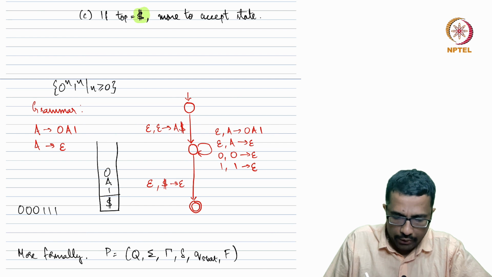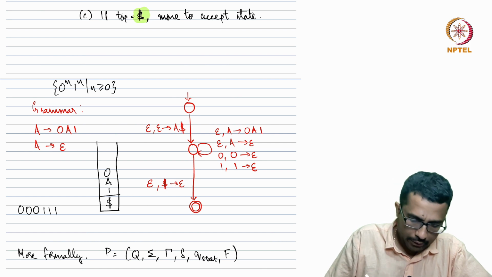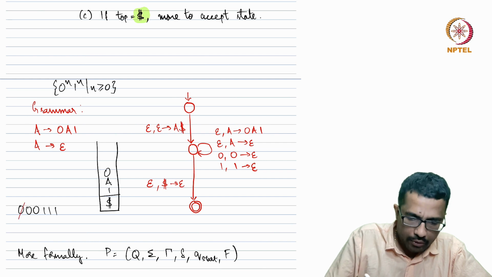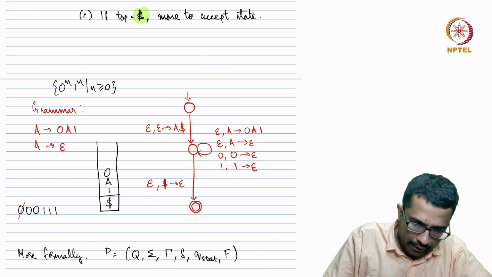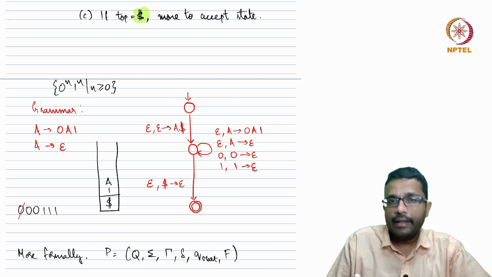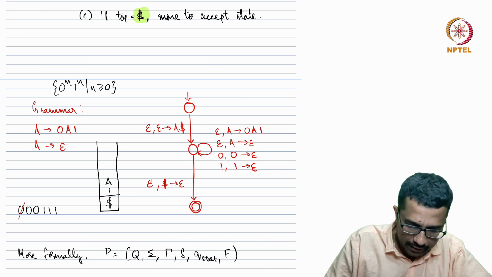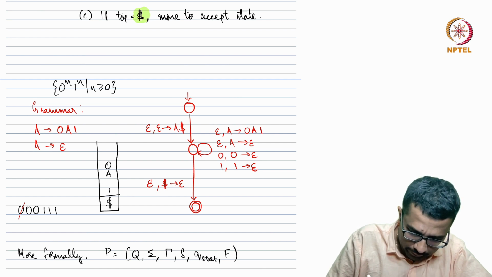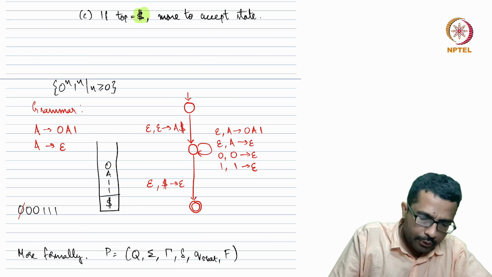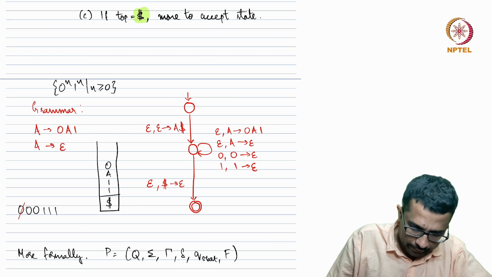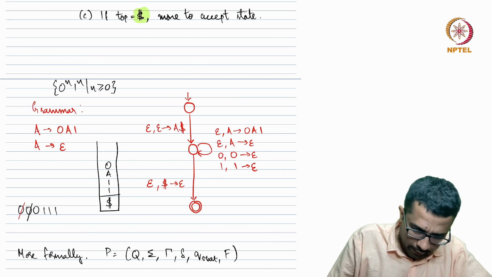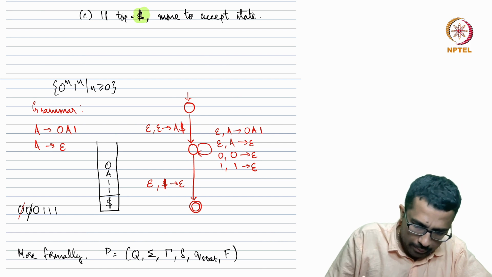Then the top of the stack is 0, right? So now you can read 0 from the input and then move to the next position. And 0 is removed from the top of the stack. But again, the top of the stack is A. So now you can replace A with 0A1 again. Now again the top is 0, so you remove 0 from the input and you remove 0 from the top of the stack.